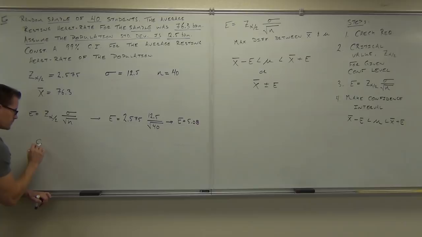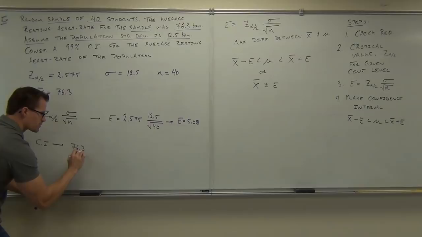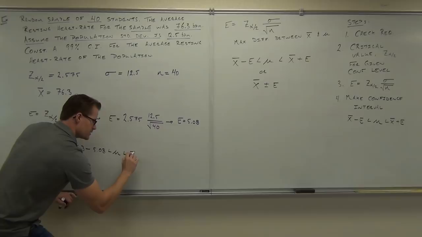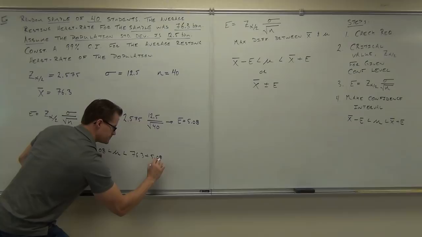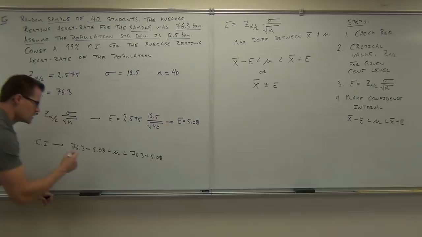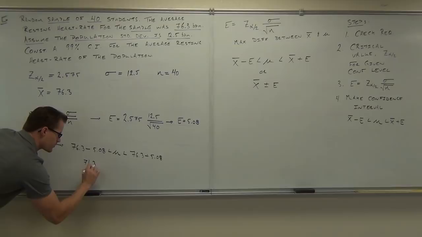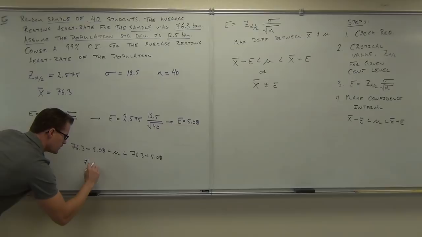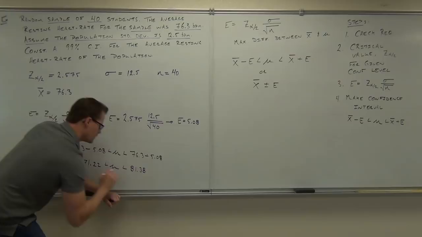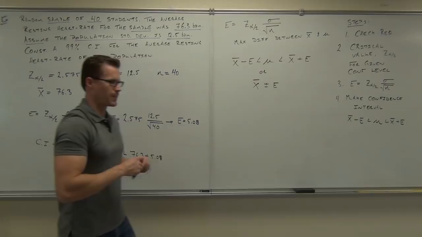must be 76.3 minus our E, 5.08, all the way to 76.3 plus our E. Math right, let's see, that should be 71.22. And here we should get, what was that? 81.38.